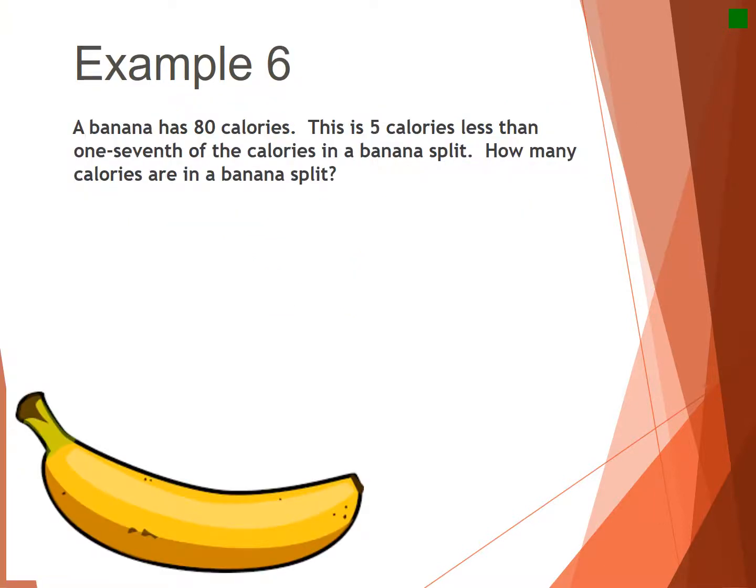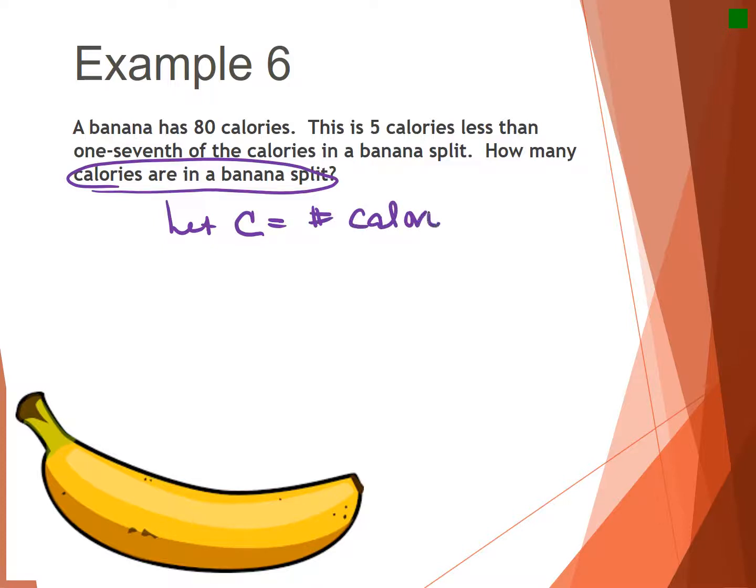A banana has 80 calories. This is the blah, blah, blah. How many calories are in a banana split? So let's let C equal the number of calories. So the banana is going to be 80 calories. So when we see the banana, we're going to put an 80.